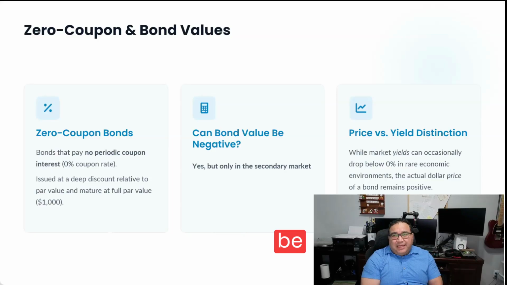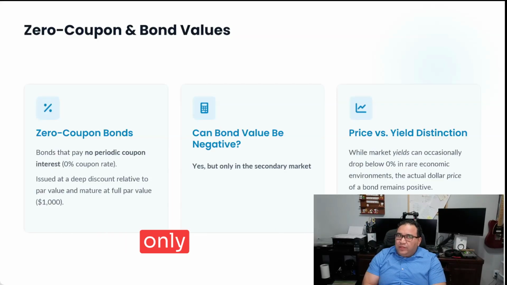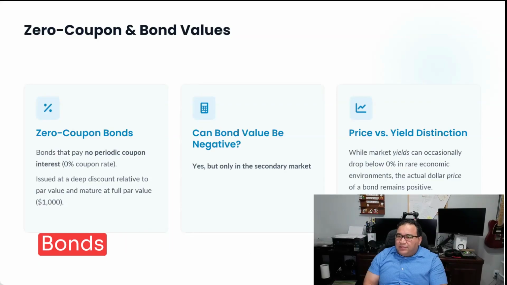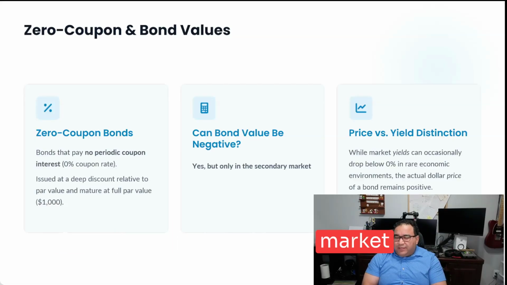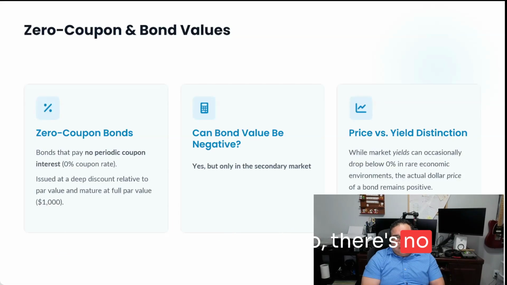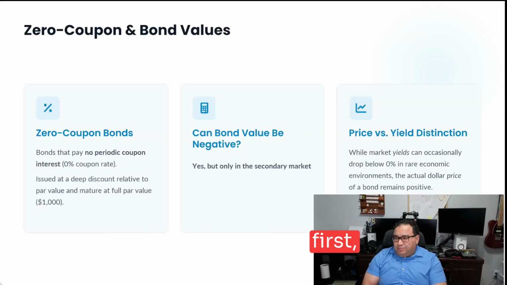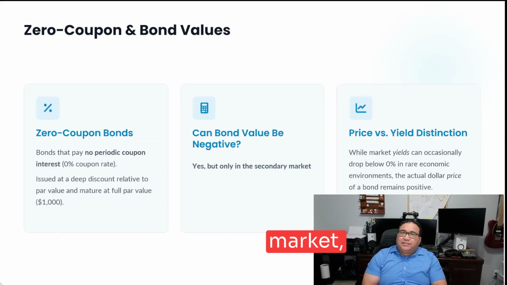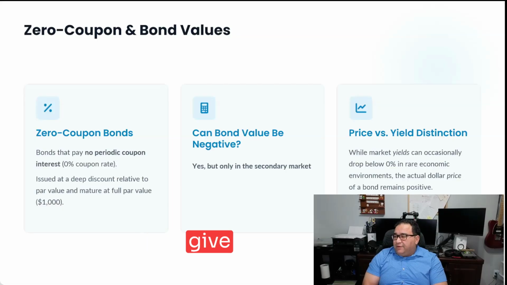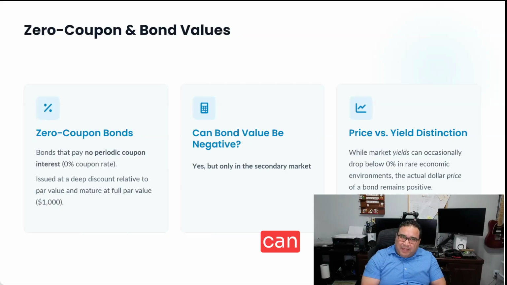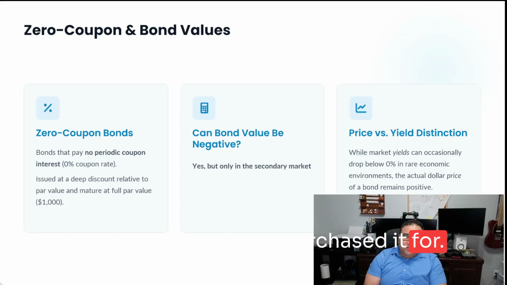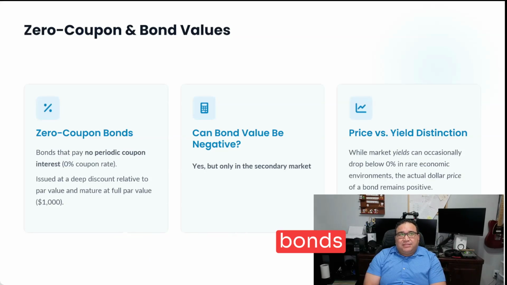Can a bond value be negative? Yes, but only in the secondary markets. Bonds are bought and sold just like stocks. So in the original bond market, when you first purchase a bond, no, there's no negative bonds. But on the secondary market, somebody can pay more for a bond, or they can pay less for a bond than somebody purchased it for. So then yes, a value can be negative.